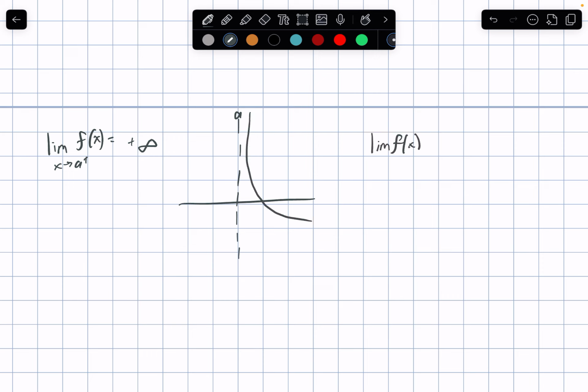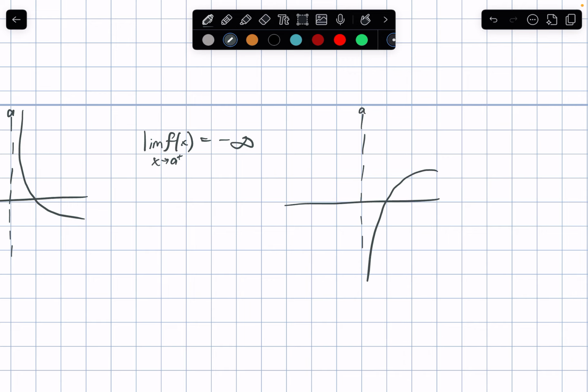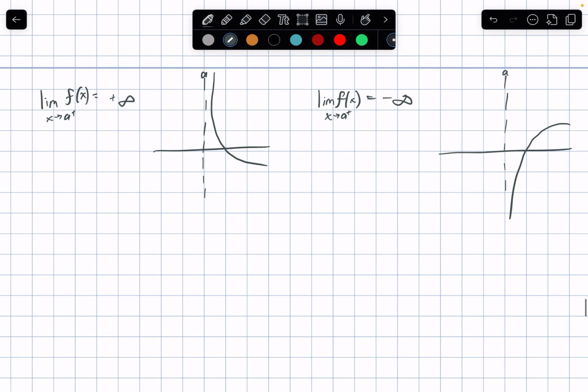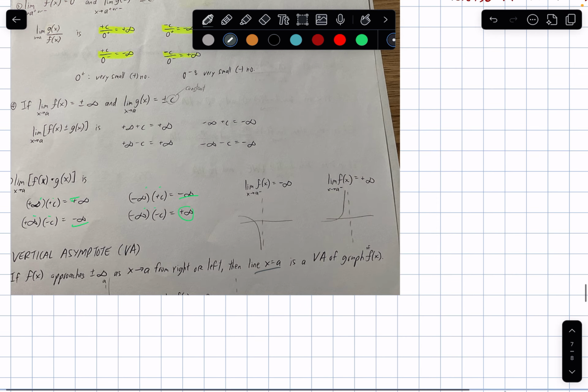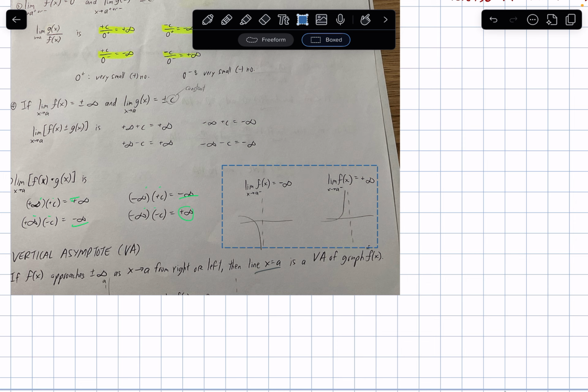How about as x approaches a from the right side, but this time it's equal to negative infinity? What would the graph look like? Same thing. This is a. The asymptote would look like that. And that's basically the portion where the picture was cut. The rest, the two others, are these.